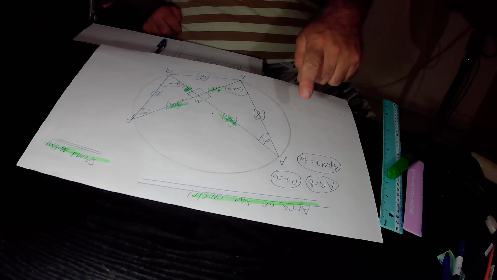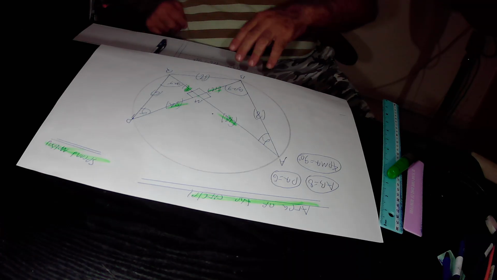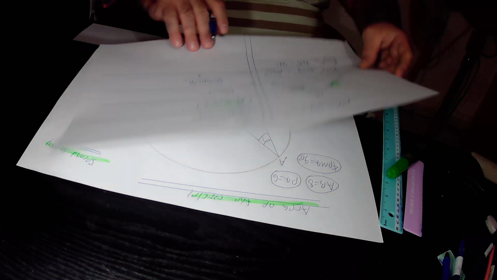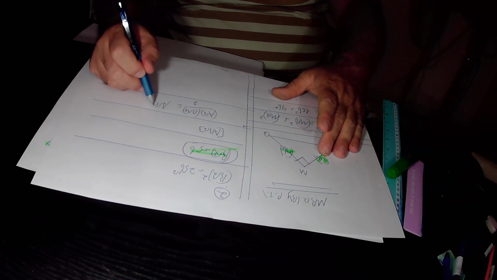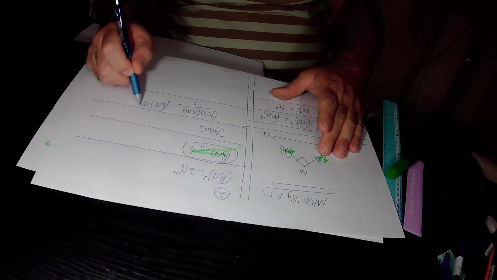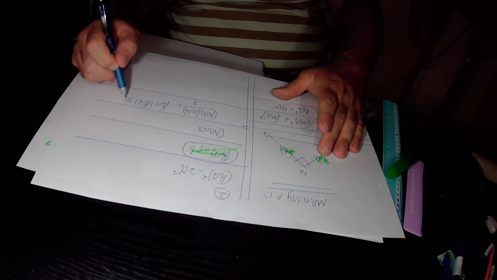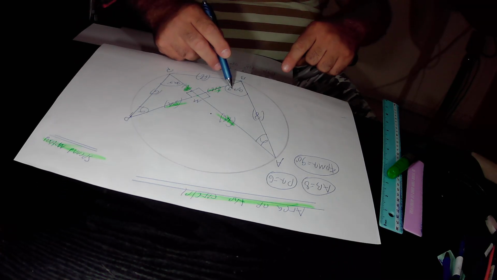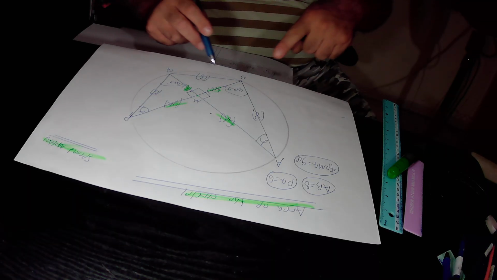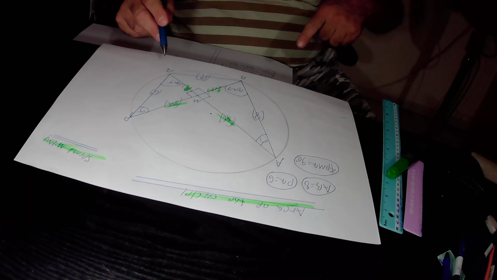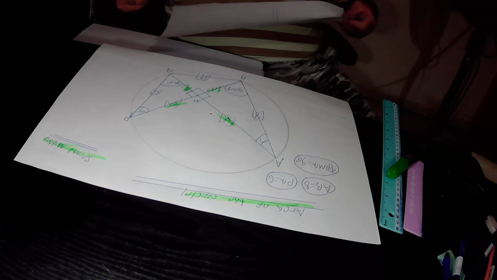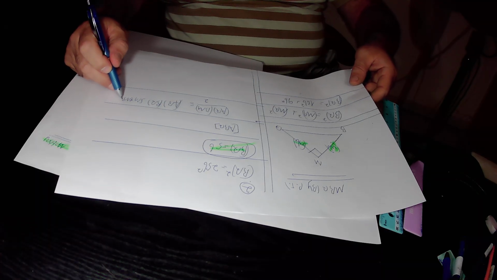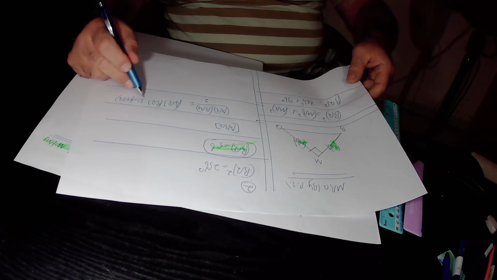So it will be equal to side AB times side BQ times sine of the angle between the two sides, AB and BQ. The angle between side AB and BQ is angle ABQ. So it is times sine angle ABQ divided by 2.